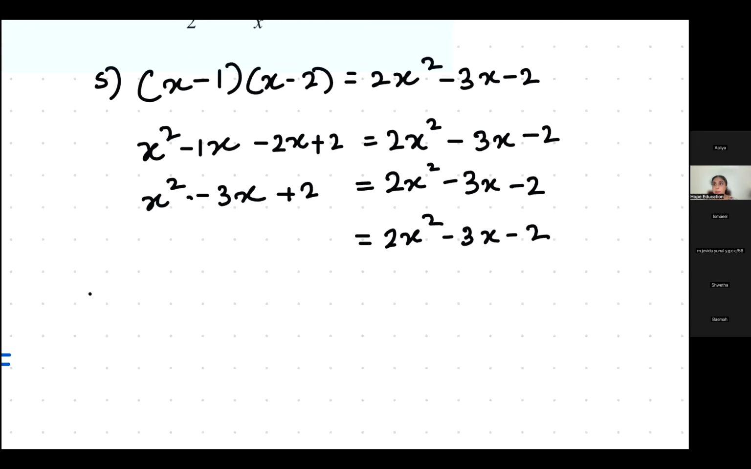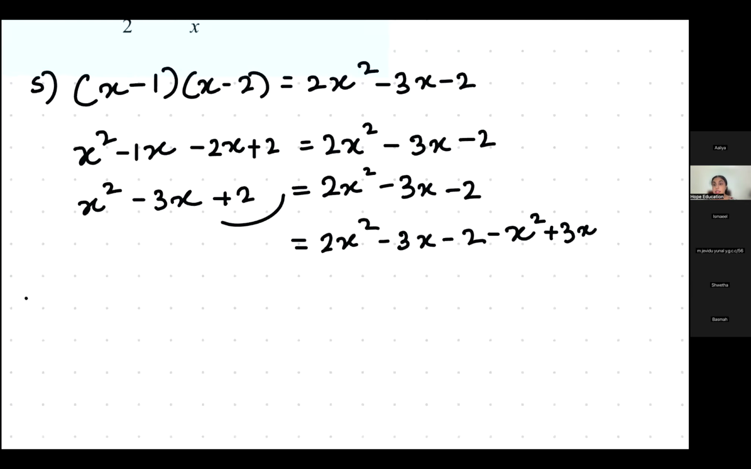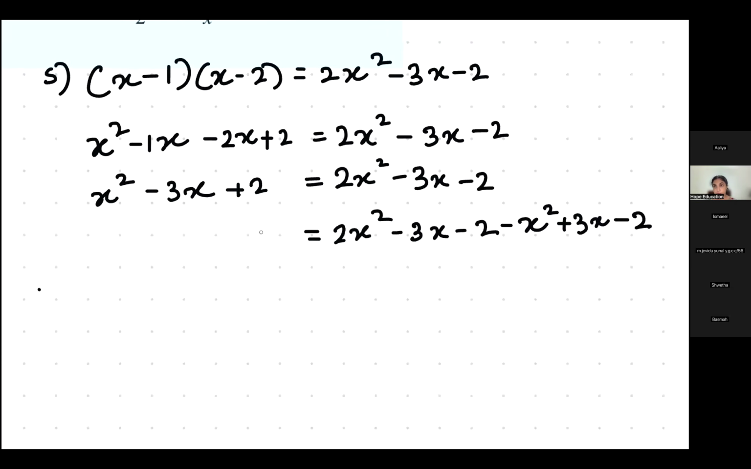This x squared, when I bring it to the other side, it becomes minus x squared. This minus 3x, when I bring it to the other side, it becomes plus 3x. This plus 2, when I bring it to the other side, it becomes minus 2. So there will be nothing on this side. It's 0. Okay.